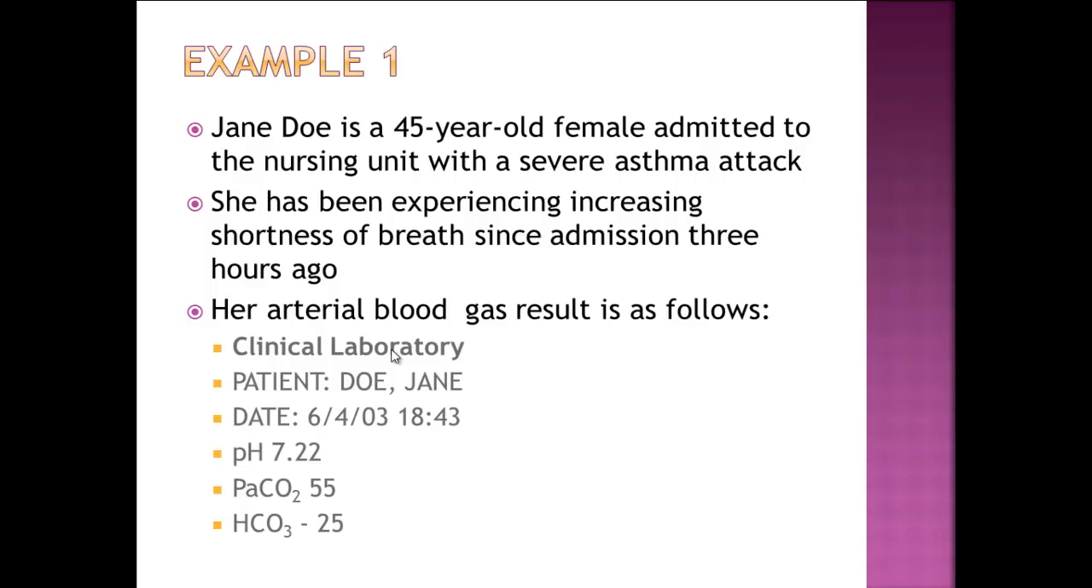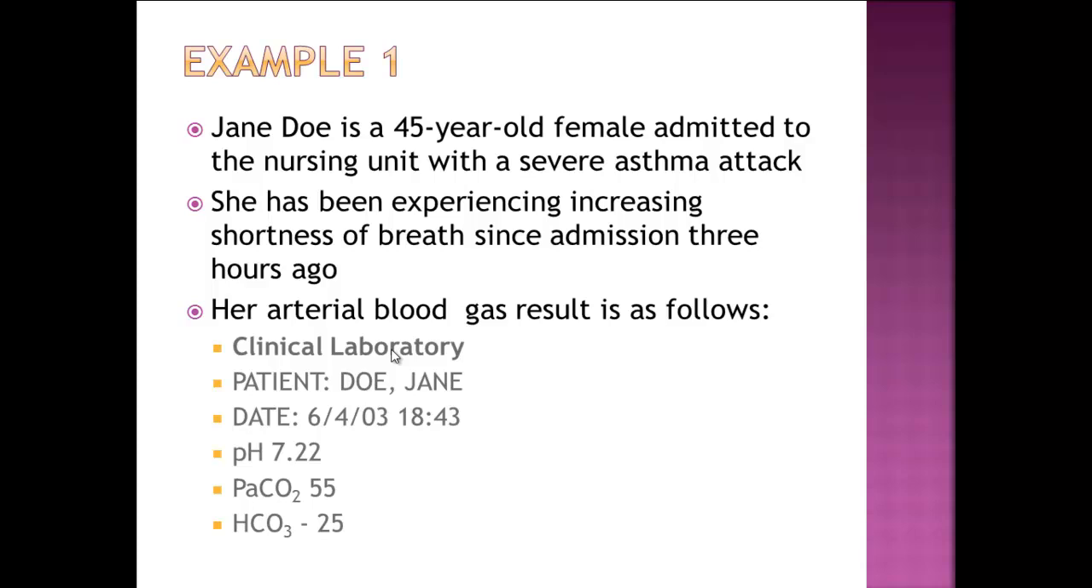So let's take an example here, and we're going to just look at the little case study information. Female, severe asthma, having increasing shortness of breath since admission. That alone would lead me to believe she's probably got a respiratory issue going on, but let's double check, see if what she's getting for arterial blood gases confirms this. Her pH is low, arrow moving down. PaCO2 is high, arrow moving up, and bicarb 25 really not going one way or the other, appears pretty normal.